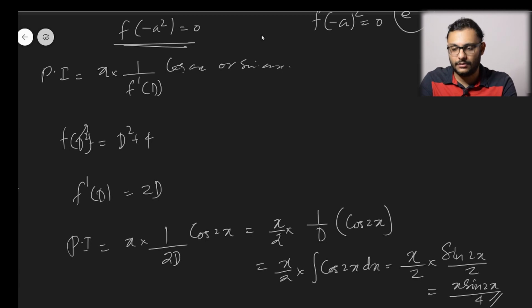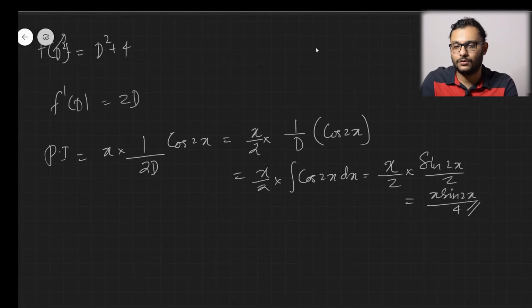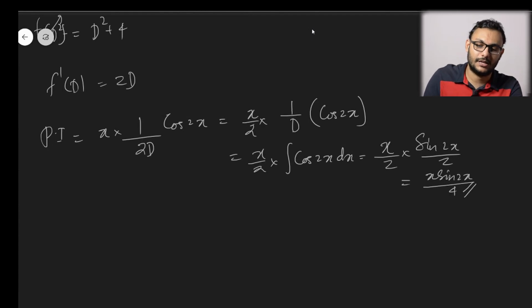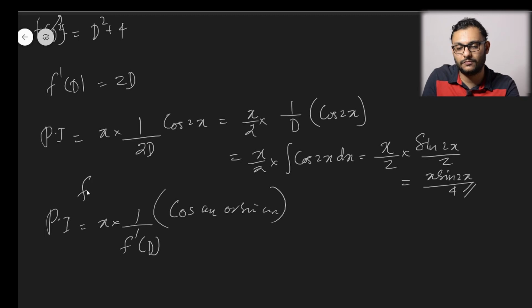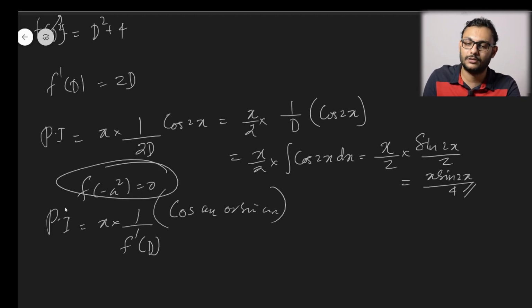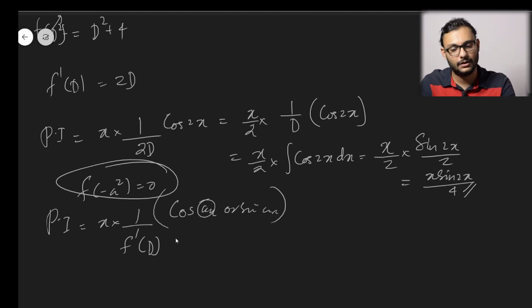So in this case, where f of minus a square is equal to 0, the particular integral of trigonometric functions, that is PI, is equal to x into 1 by f dash of d into whatever the trigonometric function there, cos ax or sin ax. But keep in mind that for f of minus a square equal to 0, the denominator becomes 0, and for this case we will not substitute the value of a, that is a constant, in the RHS. Instead, we should integrate our expression and then find our particular integral. I hope everybody got the idea to solve this kind of equations.